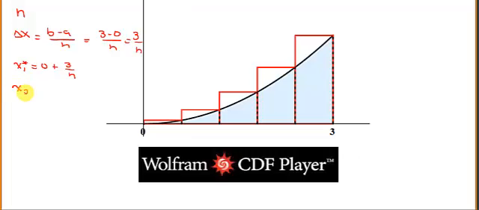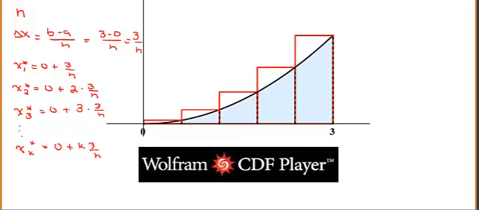x sub 2 star is equal to, well, 0, and then I have to add 3 over n, delta x, twice. So 0 plus 2 times 3 over n. And then x sub 3 star for this third rectangle will be 0 plus 3 times 3 over n, and so forth. For an arbitrary one, x sub k star, if we follow the pattern here, is going to be 0 plus k times 3 over n. Okay, so we have that.